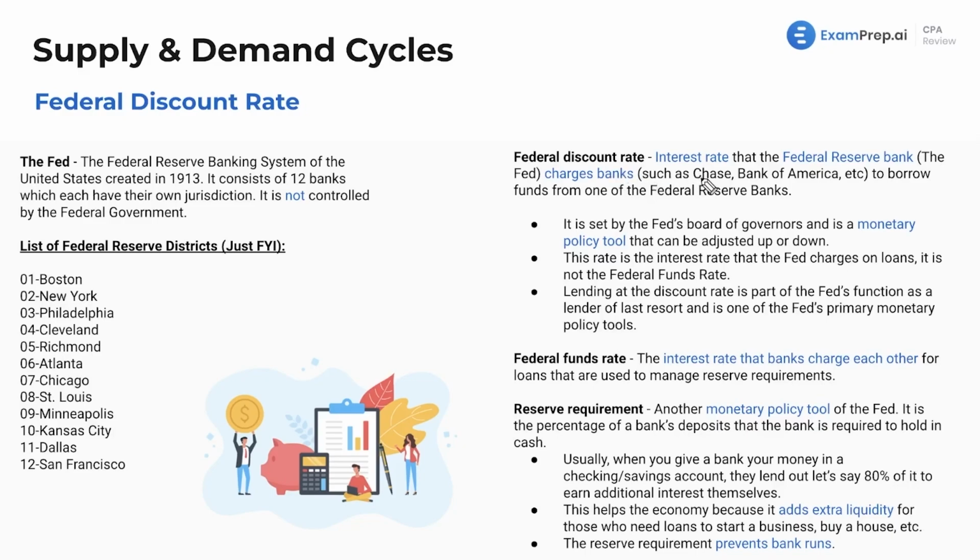Now, Chase, oh no, we need money. We overlent and we need some cash. So Chase calls up the Fed, says, "Hey, we need $1 million." Maybe the federal discount rate right now is set at 1%. Cool. Chase borrows $1 million from the Fed at 1%. Then Chase goes and lends it out to you for 1.5%. And yeah, essentially that's how it works. Awesome. Now, it is set by the Fed's Board of Governors, and it's a monetary policy tool.